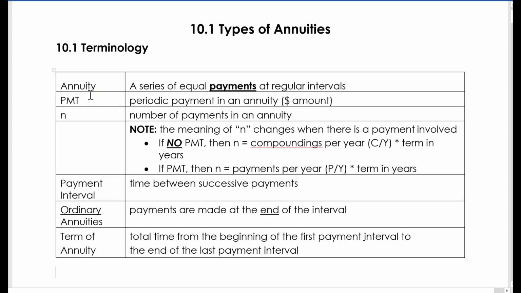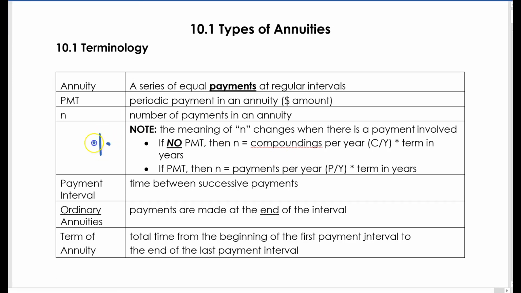N is the number of payments in the annuity, so it's very similar to how it was with compounding interest, but in this case we're now saying how many payments there are. So the meaning of N is very similar, but it changes because now we have a payment. If there's no payment involved, then N is the compoundings per year times the number of years. Now that we have payments, then N is the number of payments per year times the term in years. So we just have to be careful about how we use the N.